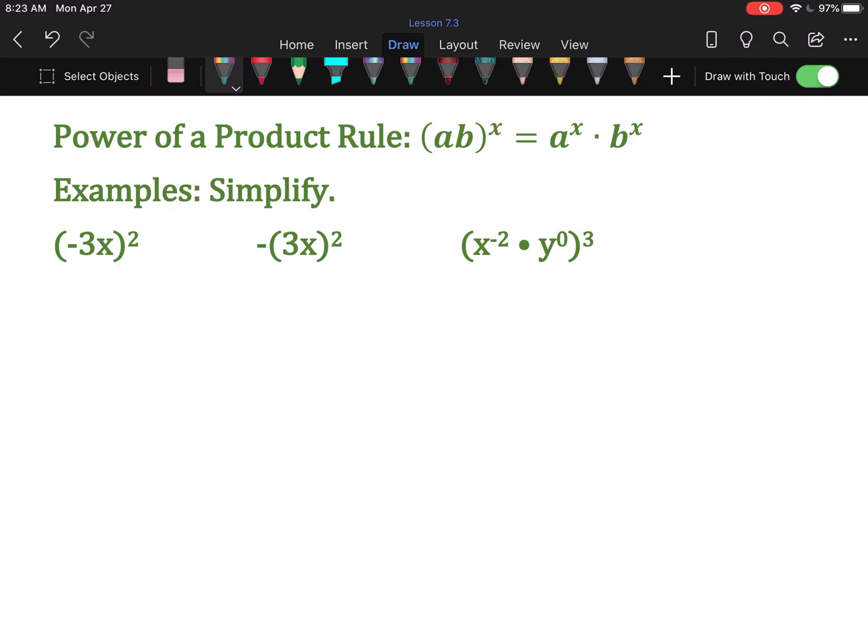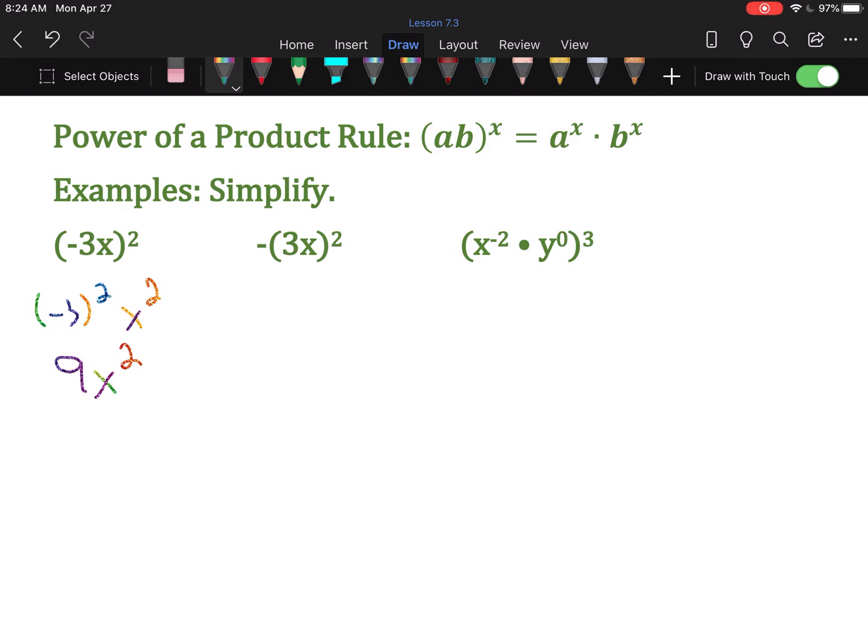So, negative 3x whole thing squared is negative 3 squared x squared. And yes, that negative 3 needs to be in parentheses. Negative 3 times negative 3 here is 9, and the x squared is x squared. Yes, this one you have to take this far. It says simplify, and 3 squared is not asking you to do too much, I don't think.